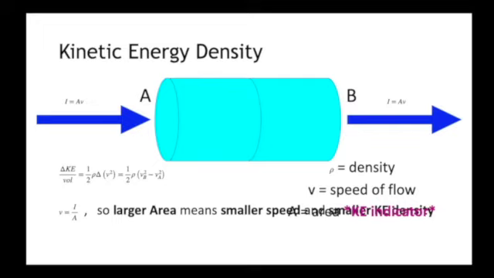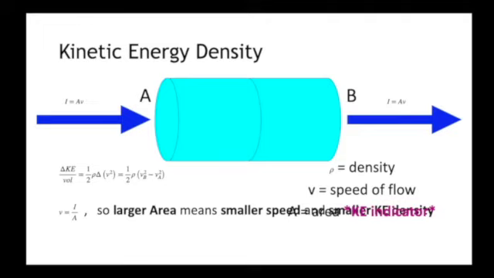So what this tells us is that a larger area means that the fluid has a smaller speed and a smaller kinetic energy. So if the area of my pipe goes from small to large, there's a decrease in kinetic energy density. And if the size of my tube goes from large to small, there is an increase in speed and in kinetic energy density.